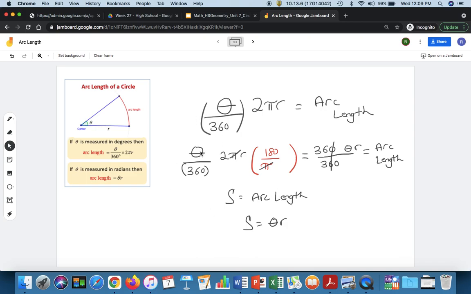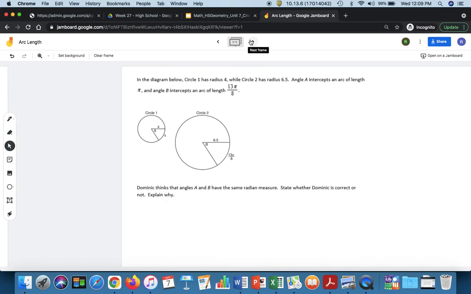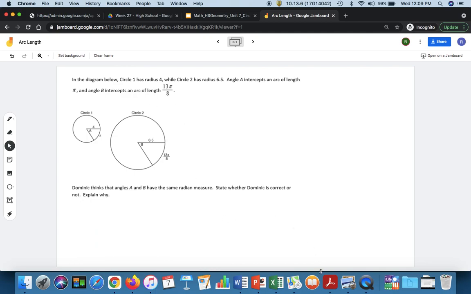So now let's take a look at a question. And we're going to do a Regents question here. So in the diagram below, circle 1 has radius 4, and circle 2 has a radius of 6.5. Angle A intercepts an arc of length pi, and angle B intercepts an arc of length 13 pi over 8. Dominic thinks that angle A and B have the same radian measure. State whether Dominic is correct or not.